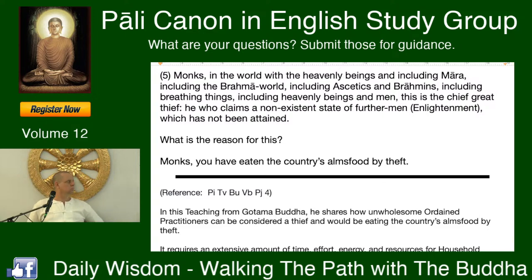Monks, in the world with its heavenly beings, including Mara, including the Brahma world, including ascetics and Brahmins, including breathing things, including heavenly beings and men, this is the chief great thief: he who claims a non-existent state of further men, enlightenment, which has not been attained. What is the reason for this? Monks, you have eaten the country's alms food by theft.